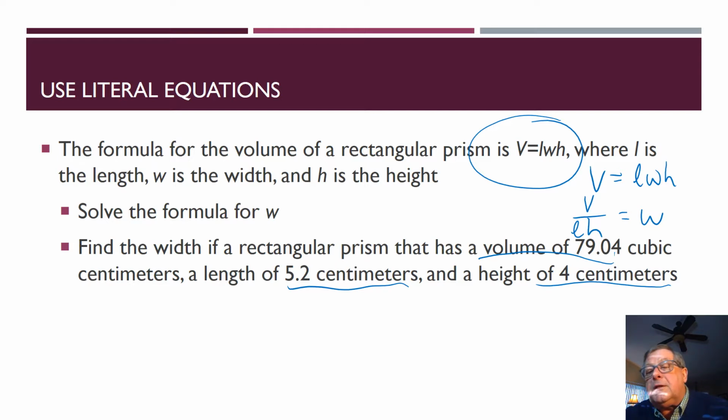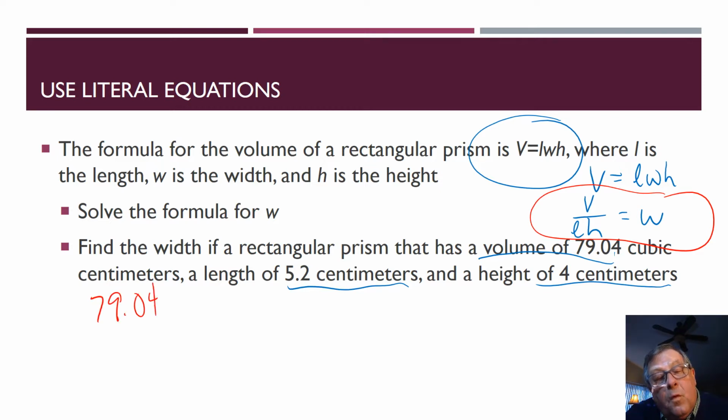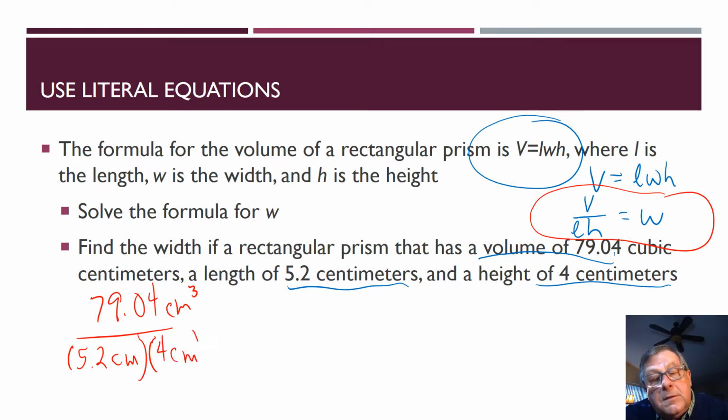So we're going to go with this formula here that we just solved for W. V divided by the length times the height equals the width. So let's just plug that in. So V, the volume, is 79.04, and that's centimeters cubed. And the length is 5.2 centimeters. And the height is 4 centimeters.